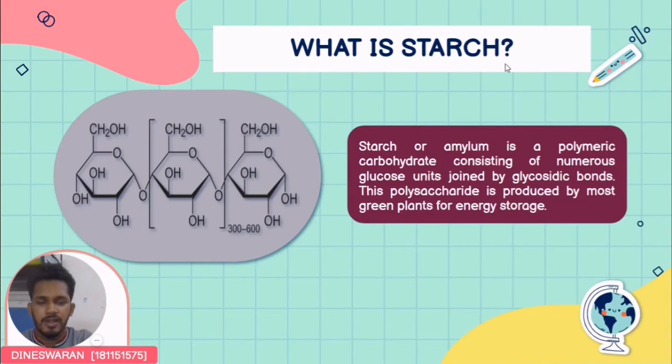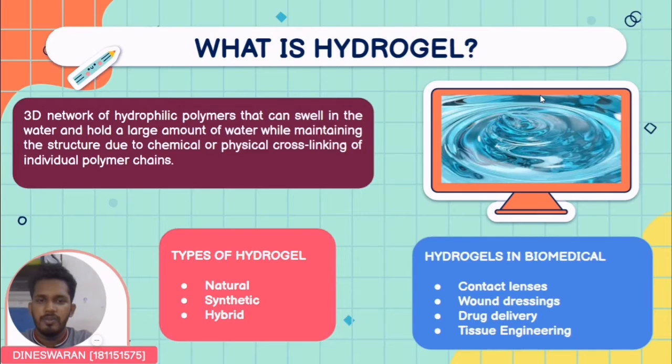So what is starch? Basically, starch is a polymeric carbohydrate consisting of numerous glucose units joined by glycosidic bonds. This polysaccharide is produced by most green plants for energy storage. For the second part, we are going to see what is hydrogel. Hydrogel is a 3D network of hydrophilic polymers that can swell in water and hold a large amount of water while maintaining the structure due to the chemical or physical cross-linking of individual polymer chains.